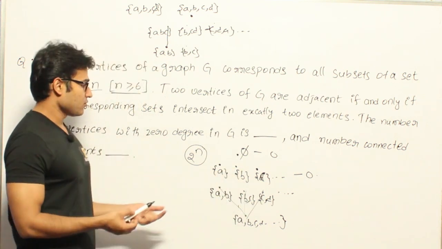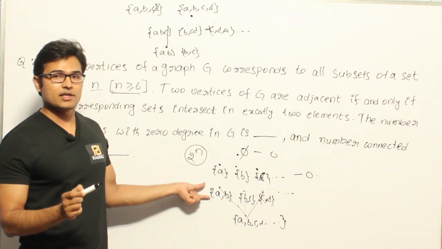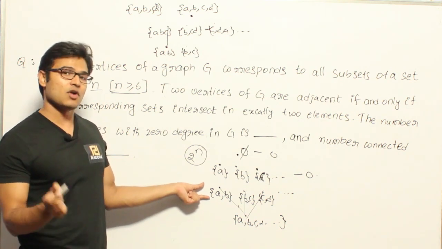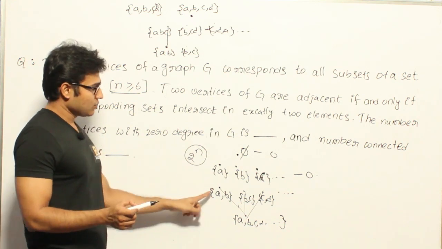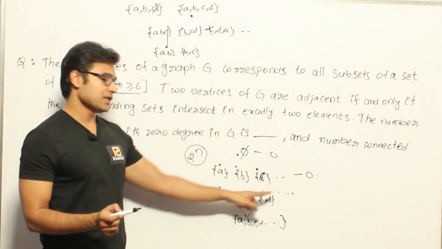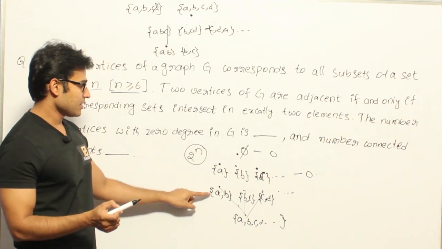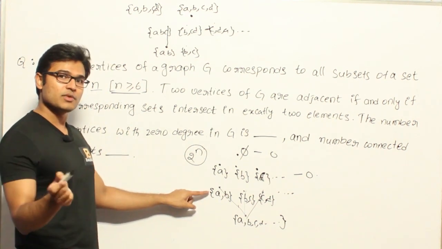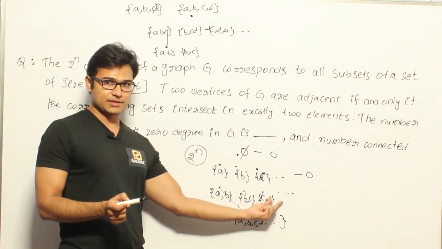Similarly, you can find that every set containing more than two elements will always be adjacent to one of these vertices. The reason is, any set which contains more than two elements would have been formed by taking any of these sets.